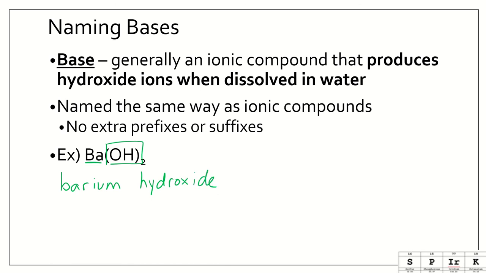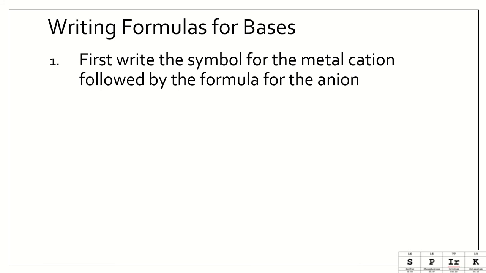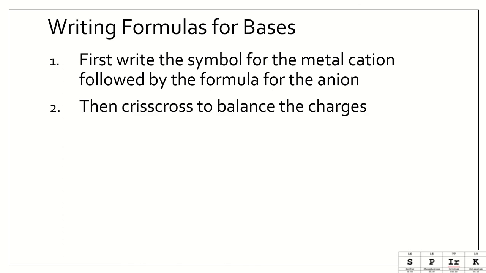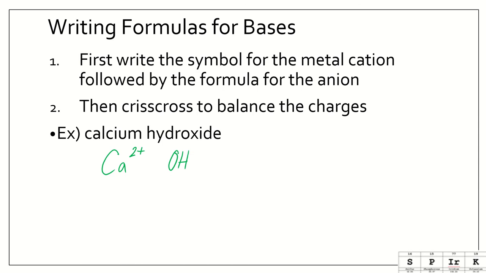And that's naming bases. Writing formulas for bases is the same as writing formulas for ionic compounds. First write the symbol for the metal cation, followed by the formula for the anion, then crisscross to balance the charges. So calcium hydroxide, we should know by now that calcium is a 2+, OH is a 1-. So when we crisscross, we get Ca(OH)2. And don't forget to put that OH in parentheses since there is more than one.